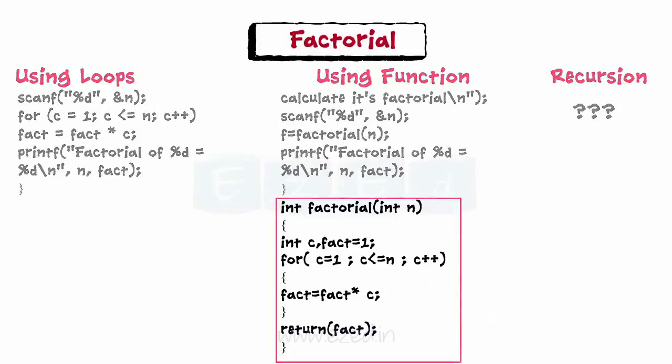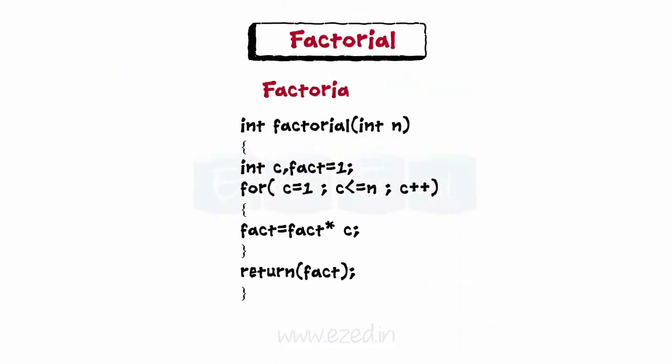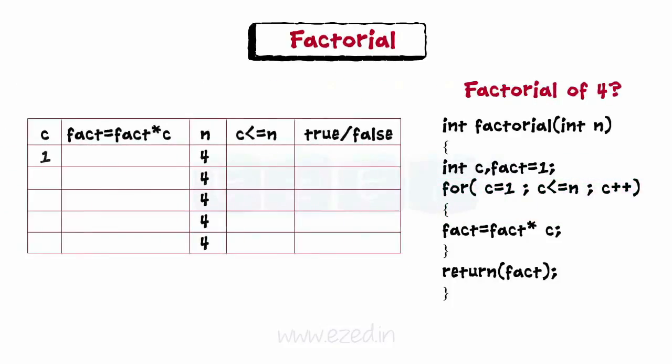Let us focus on the main logic and try to understand how it works for finding the factorial of 4. The for loop's counter C is initialized to 1. Then the test condition is checked. If true, then the statements within the loop are executed. Initially, as C is 1 and 1 is less than or equal to 4, the value of fact is changed, after which the counter is incremented.